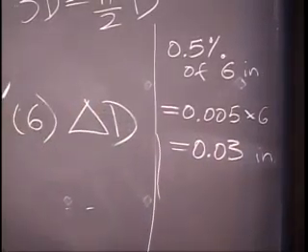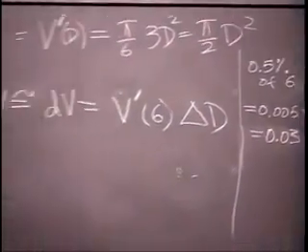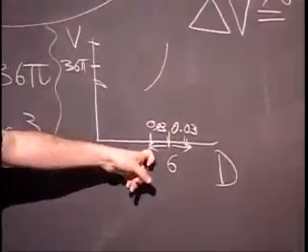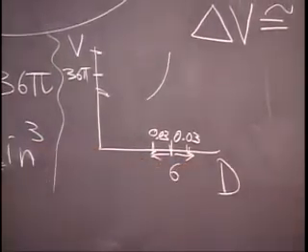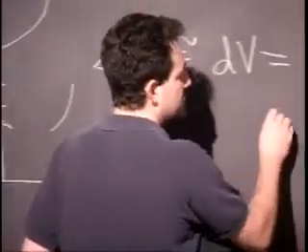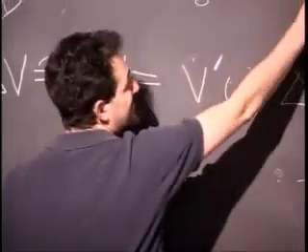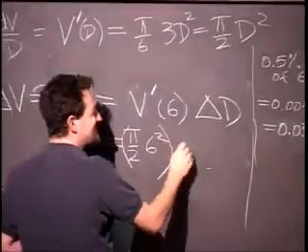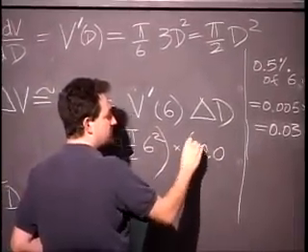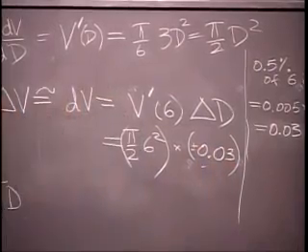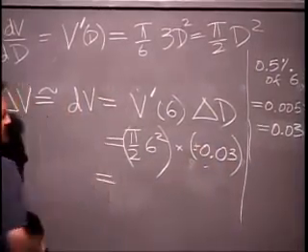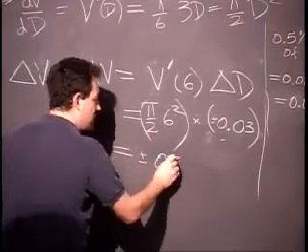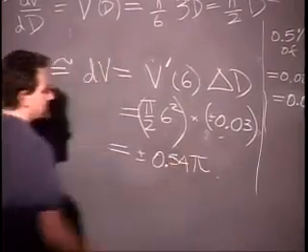Right, so I've measured it to 6 plus or minus 0.03 on either side. So the true value is somewhere between 5.97 and 6.03. But in any case, in this formula here, I can take V prime of 6 as pi over 2 times 6 squared. And I can take delta D as plus or minus, if you like, 0.03. And I will get as an answer, it turns out this is 36 over 2, so it's plus or minus 0.54 pi. That's the actual answer.